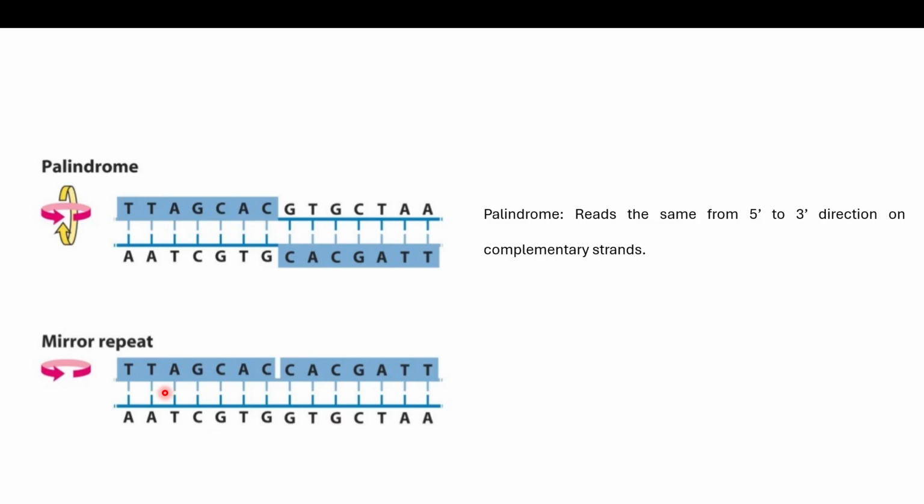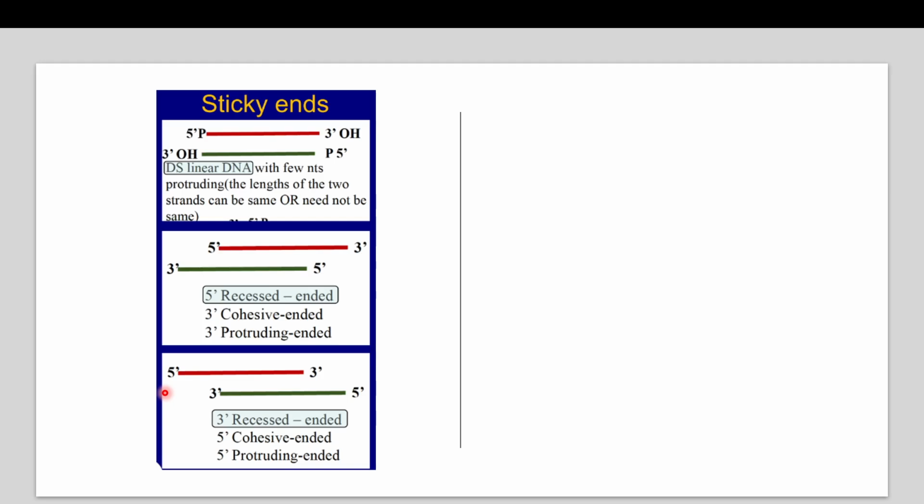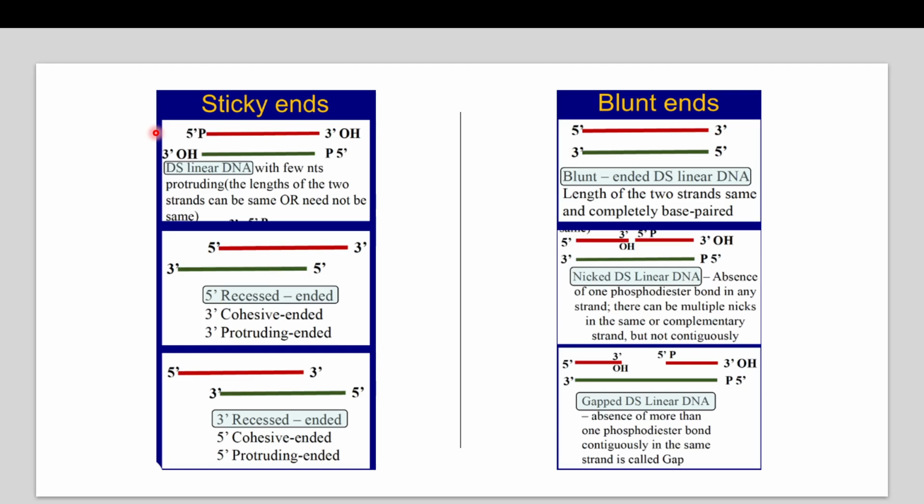Okay, these are completely two mirror images of each other. These two sequences are called mirror repeats. Now, whenever any restriction enzyme acts at its specific cleavage site, it can generate, broadly, two types of ends. One is sticky ends, one is blunt ends.